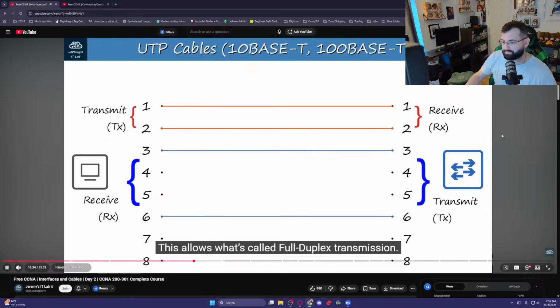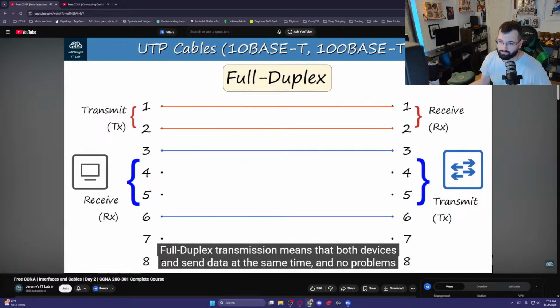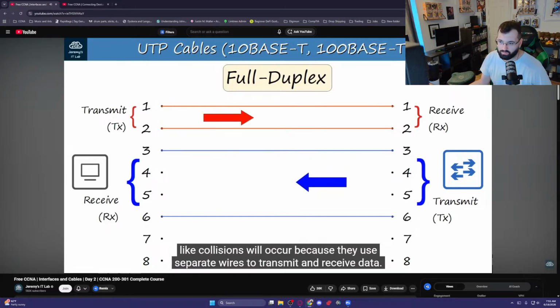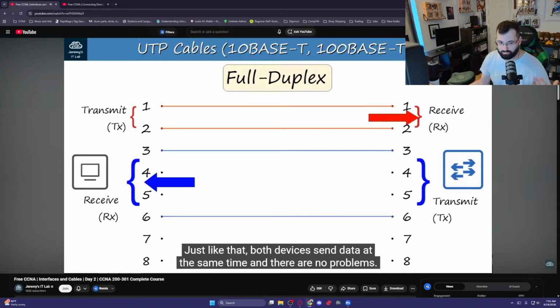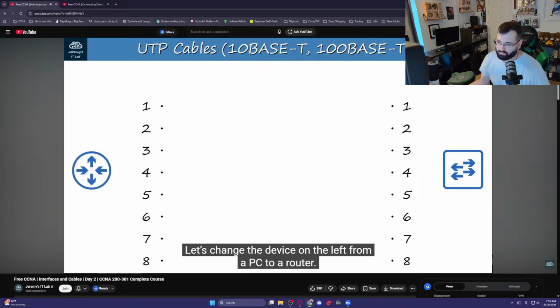This allows for what's called full duplex transmission. Full duplex transmission means that both devices can send and receive data at the same time, and no problems like collisions will occur because they use separate wires to transmit and receive data. Data can collide on wires. Just like that, both devices send data at the same time, and there are no problems. Like a highway.